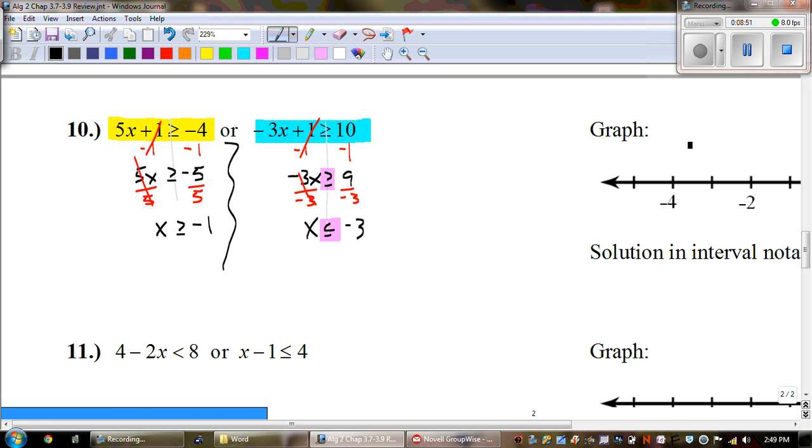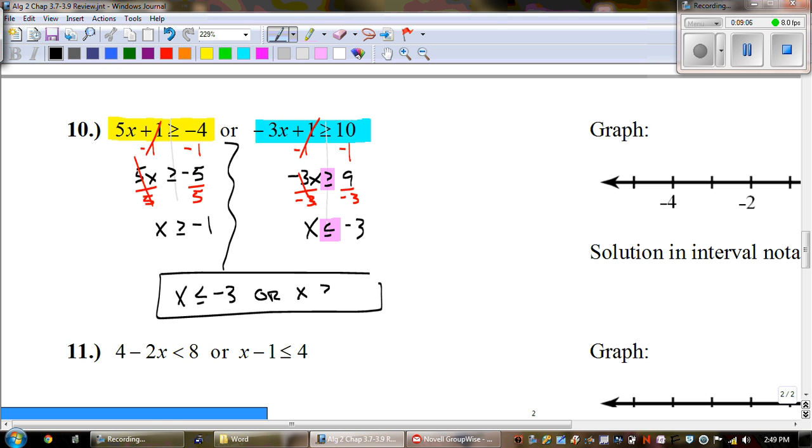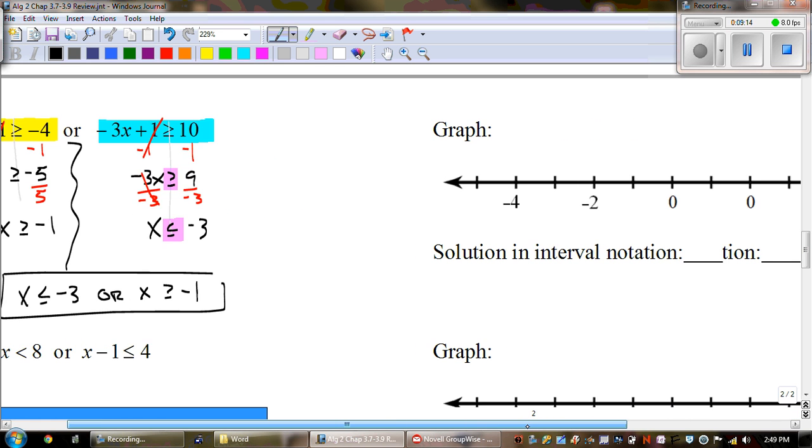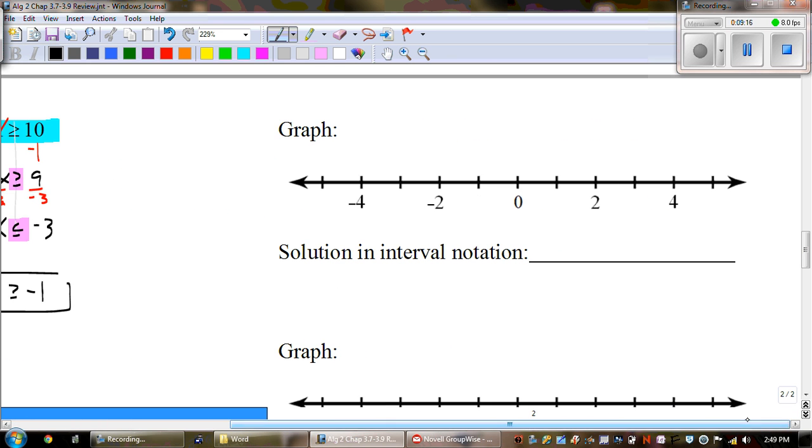There we go. Okay, so when I'm getting ready to do my big answer right here, I want these in order, okay? So they're in order from least to greatest. So we would put x is less than or equal to negative 3, or x is greater than or equal to negative 1. So let's take a look at what that graph would be. I'm just going to rewrite it right here. x is less than or equal to negative 3, or x is greater than or equal to negative 1, just so we don't forget.